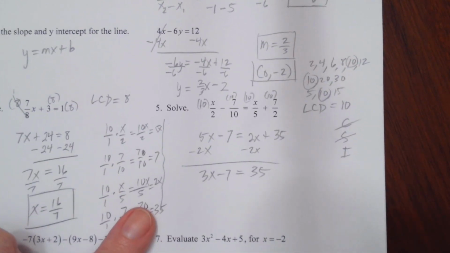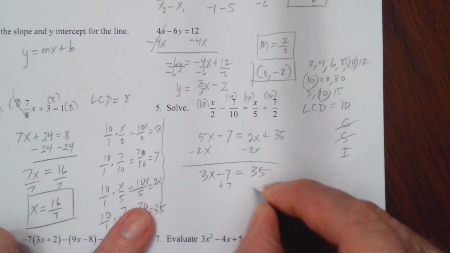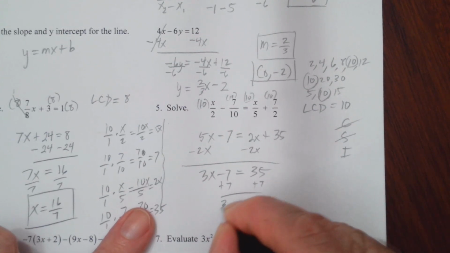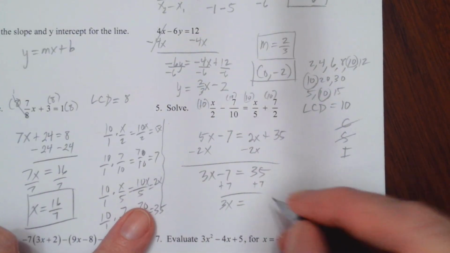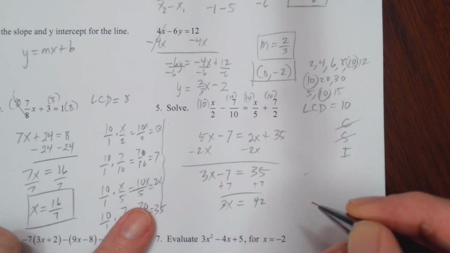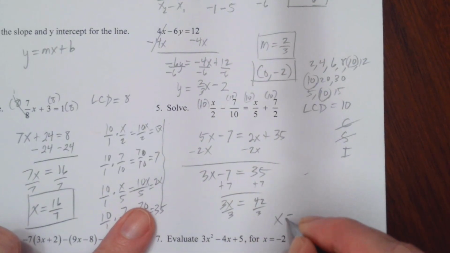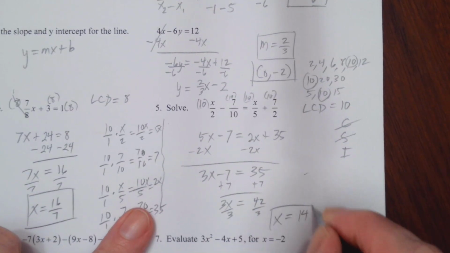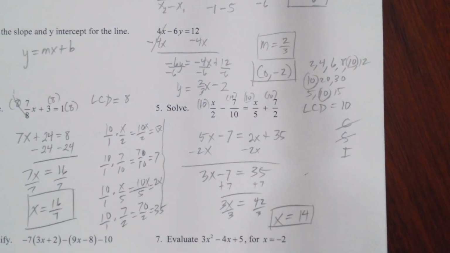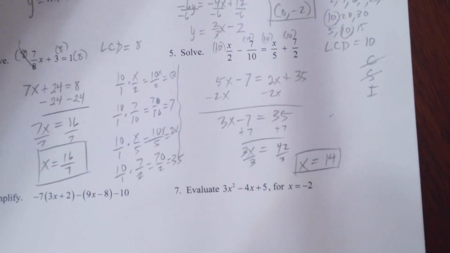And so this is a two-step equation. You'll need to add 7 to both sides. What's that? 42. And then divide by 3. And you should get x is 14. Let's move on. I need to put this down a little bit.